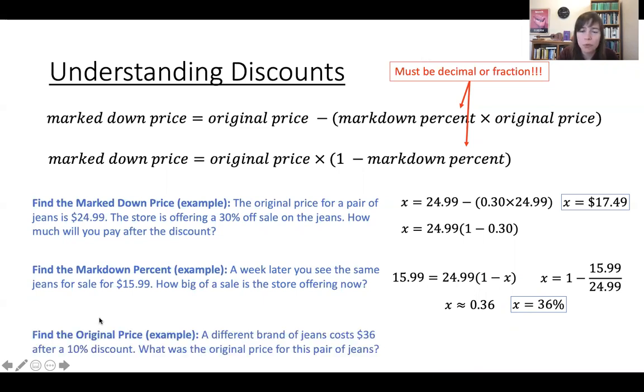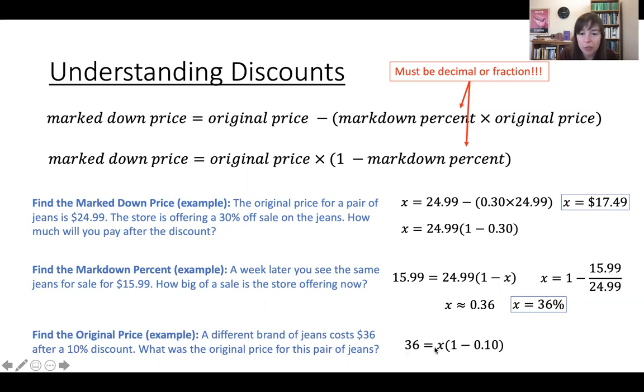Now let's do one more example. A different brand of jeans, let's say, costs $36 after a 10% discount. So what was the original price for this pair of jeans? Again, I encourage you to pause and try to use the formulas to figure this one out. Well, again, we know this $36 is the marked down cost, so the markdown price is 36. And again, I'm using this second equation just because I find it easier to deal with.